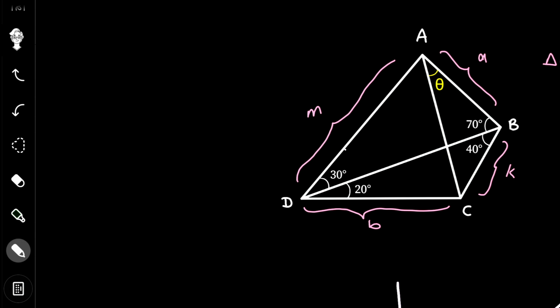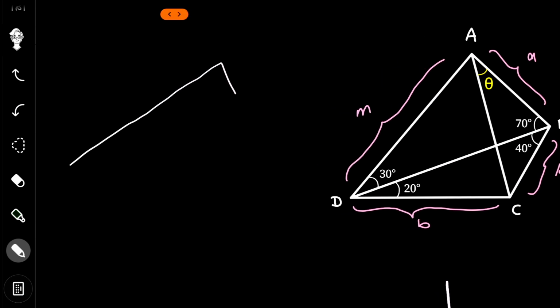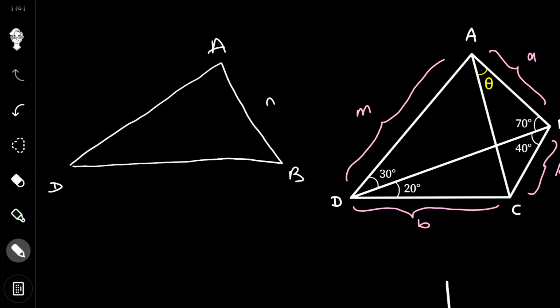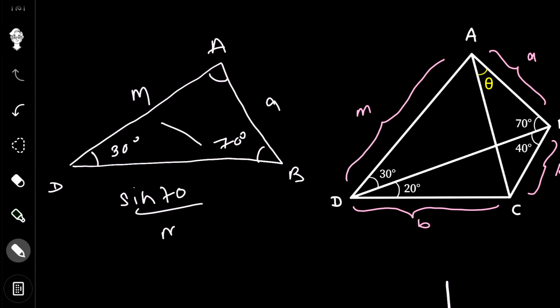Now to begin the second part of the solution, I will first of all take the triangle ADB. I will draw this triangle outside the diagram. Here are the points D, A and B. The length of AB is equal to A, and this length is equal to M. This angle we don't know, this angle is 30 degrees and this angle is 70 degrees. Now by applying the sine rule, we can say that sine of 70 degrees upon its opposite side M, this ratio would be equal to sine of 30 degrees upon its opposite side, that is A.